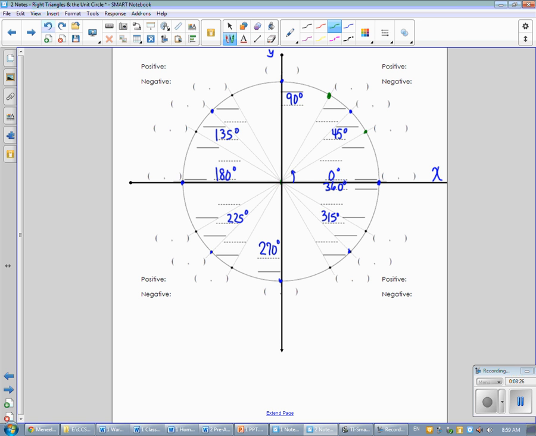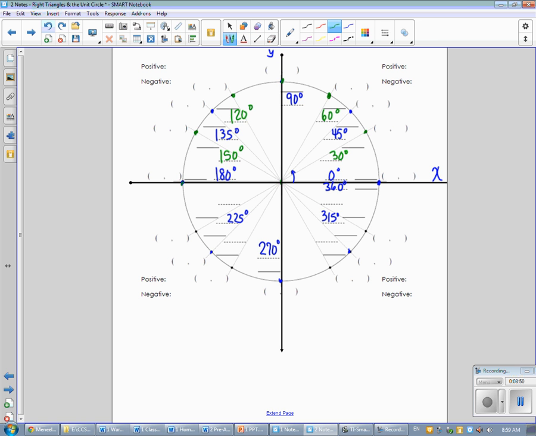Okay, since I'm basically taking my quadrant and dividing it into thirds, if I take a third of 90, I know this is going to be a 30-degree angle. If I add 30, this is going to be a 60-degree angle. If I add 30, I'll be at 90. If I add another 30, that's going to give me 120. Another 30 is going to give me 150. Another 30 puts me back at 180.